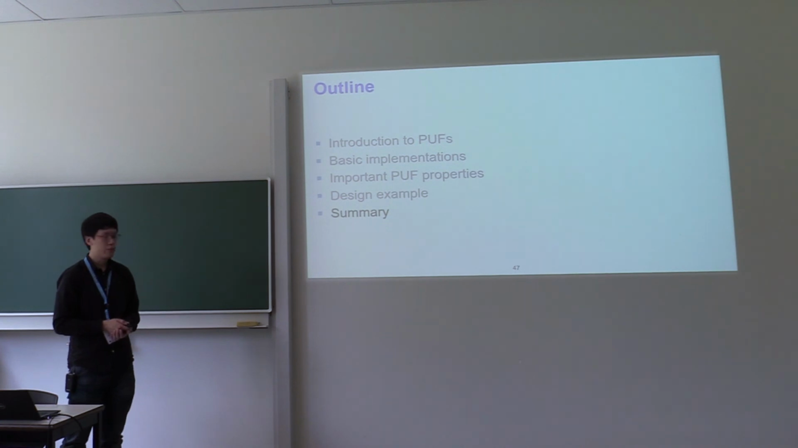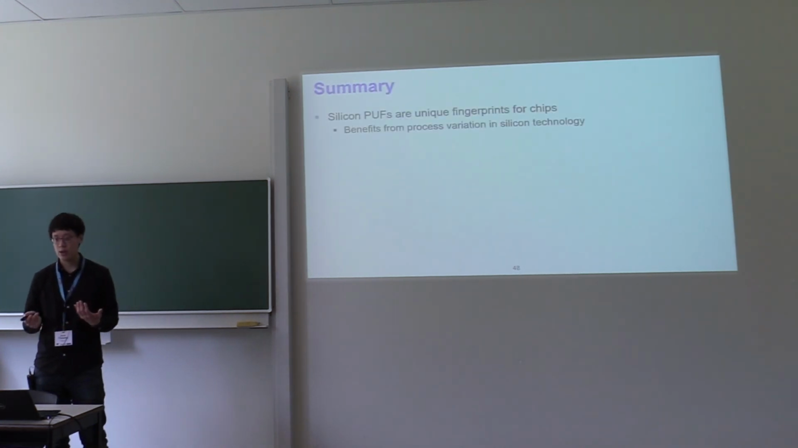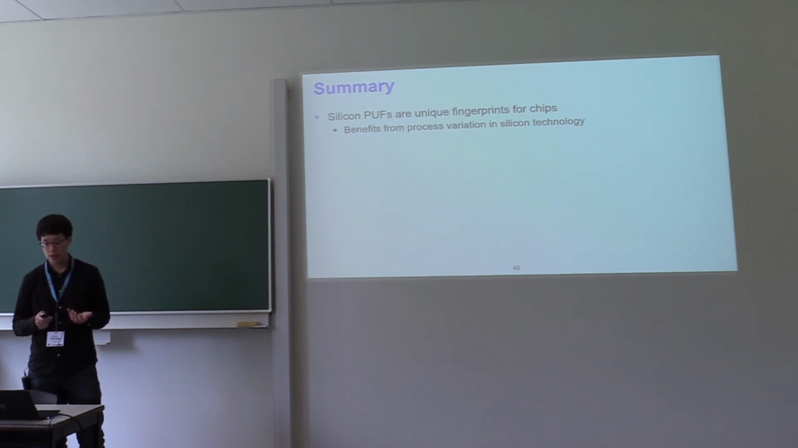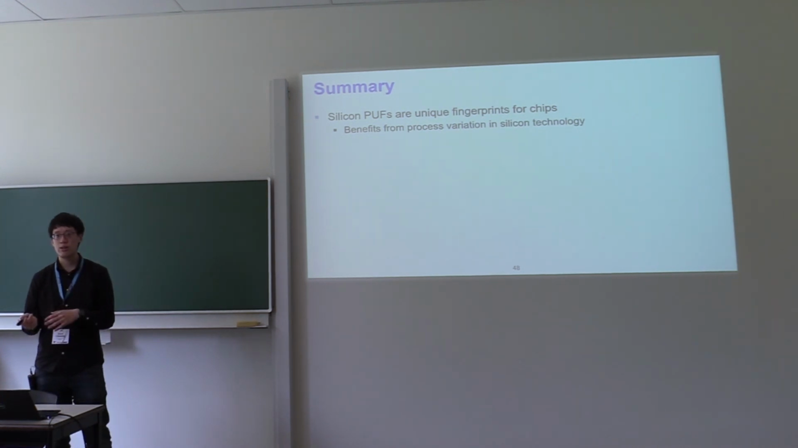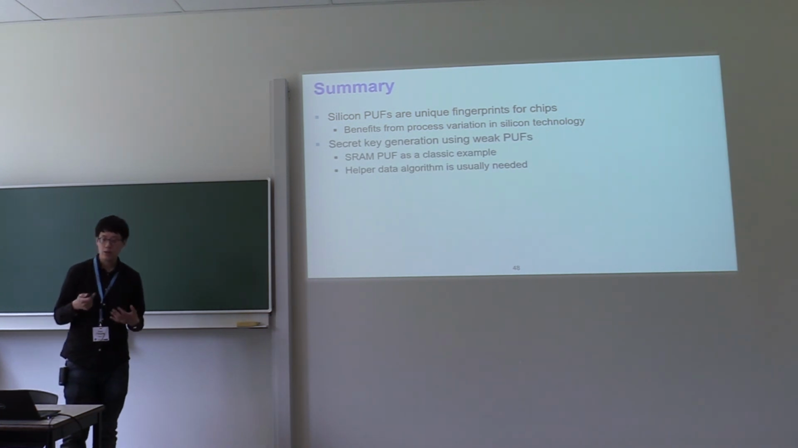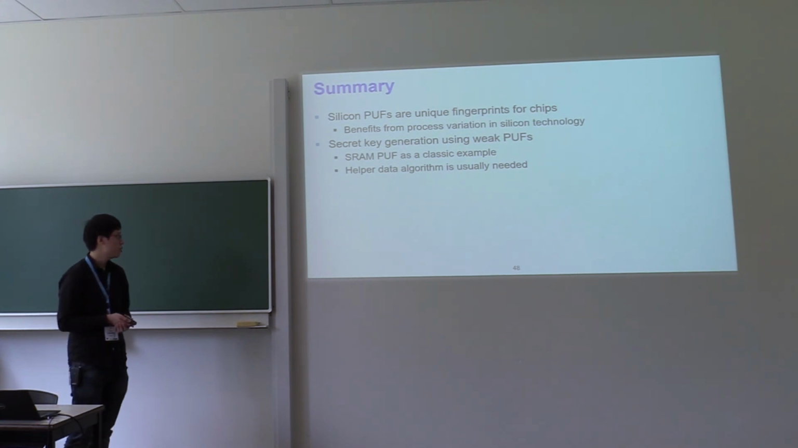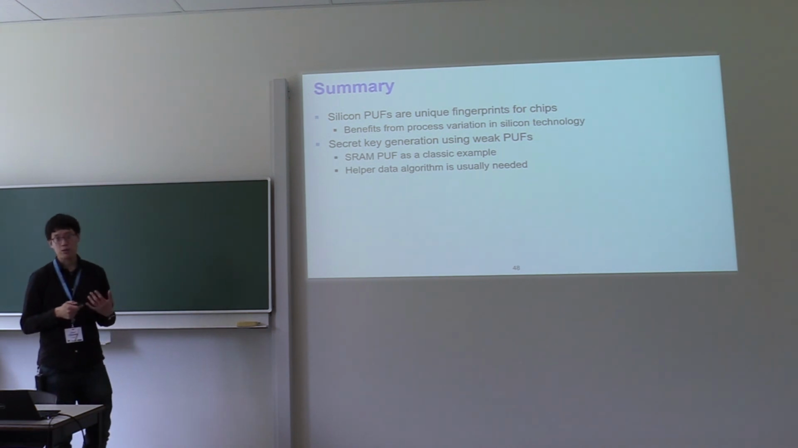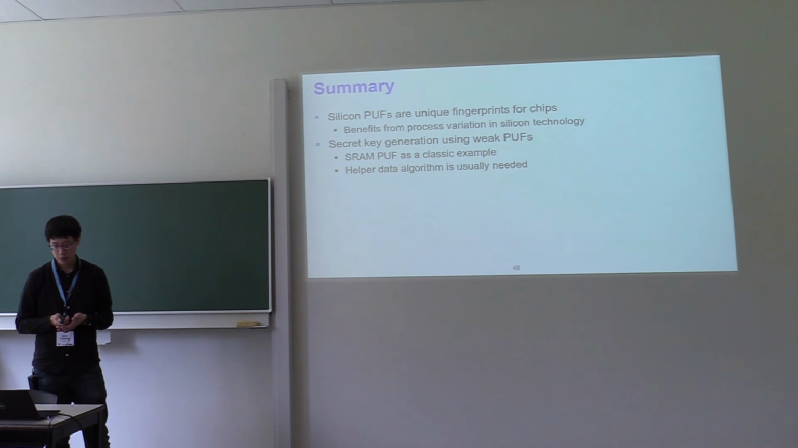So later on, a summary of this talk. First we introduced the silicon PUF. They are unique fingerprints in chips, and they benefit from the process variations in silicon technology, and even more variations can be exploited in the newer technologies. For the secret key, we can use the weak PUF to generate secret keys, and we have shown the SRAM PUF as a classical example. The helper data is in most cases still needed if you don't have a PUF which is stable.